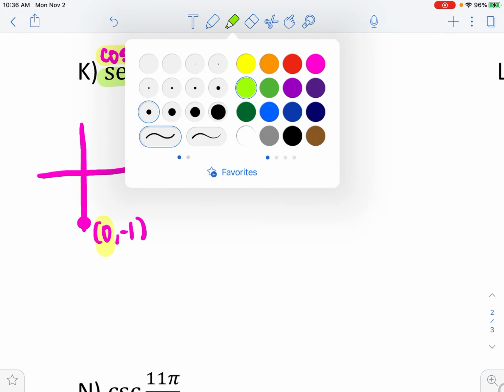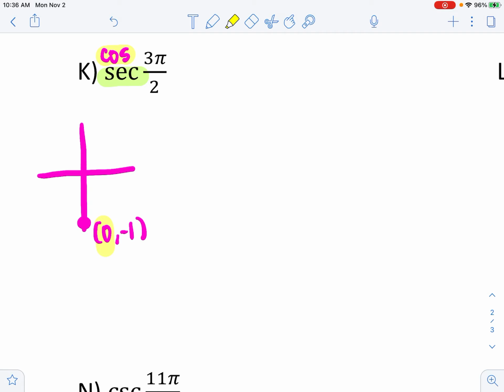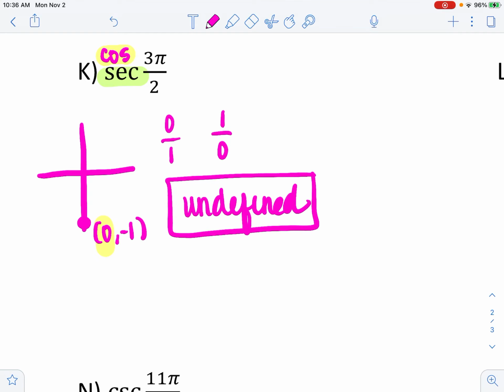All right, so now I can say, okay, cosine is my x value, but I don't want cosine, I want secant, the reciprocal. So I need the reciprocal of 0. 0 is 0 over 1. The reciprocal is 1 over 0. Can I divide by 0? No. So this is undefined.